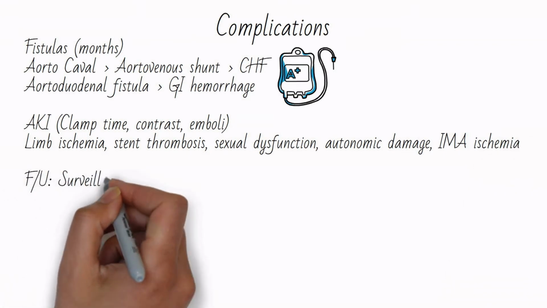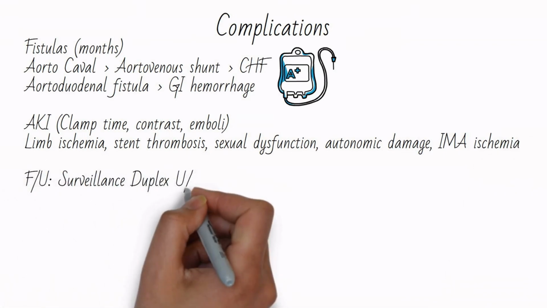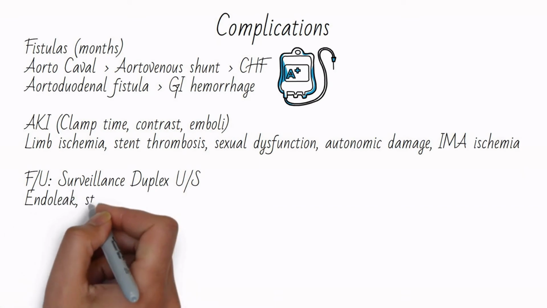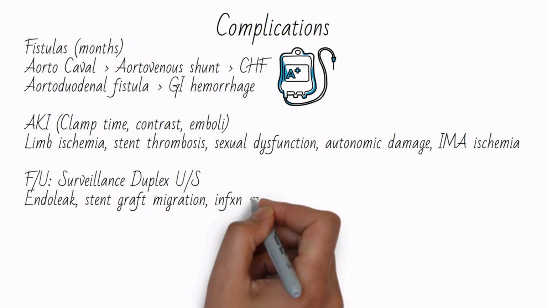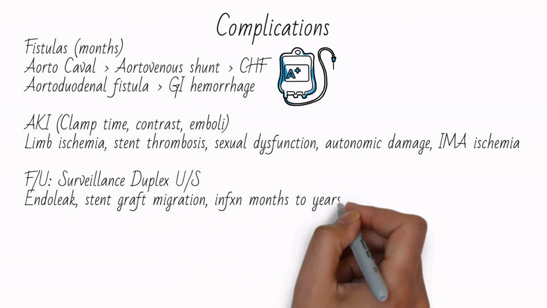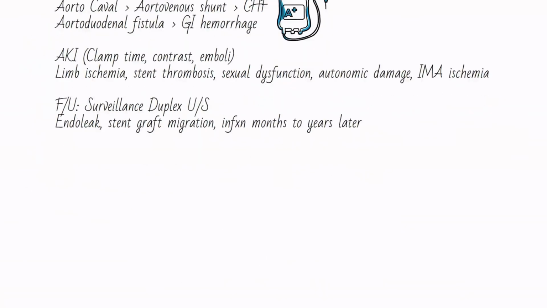The patient needs surveillance duplex ultrasound and may develop stent graft complications unique to EVAR months to years later, such as migration of the graft, endoleak, or leakage around the graft, or infection.